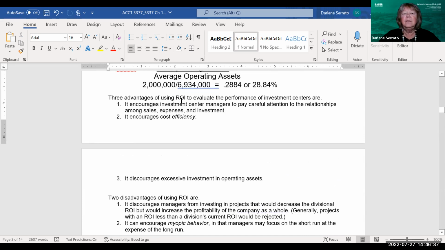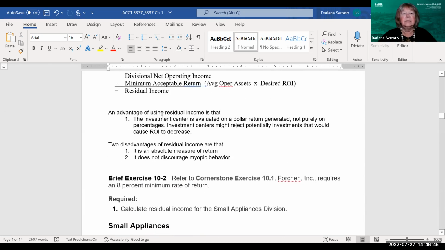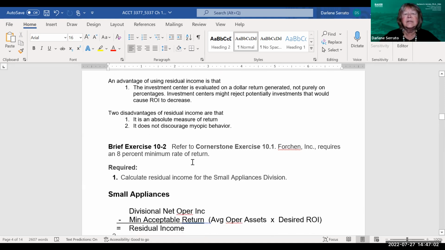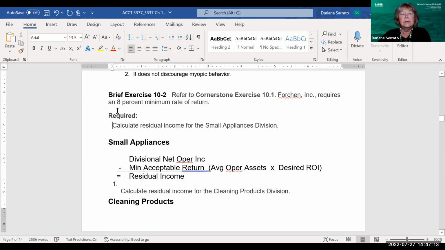So I have included advantages of ROI and disadvantages of ROI in the notes. And then I've talked about residual income. I'm giving you the formula and what an advantage of residual income is and a disadvantage. Remember, residual income is an alternative. Problem is you cannot compare divisions of different sizes using our ROI, residual income. As long as it's positive, you're doing a good job. Okay, so we're using the same data.